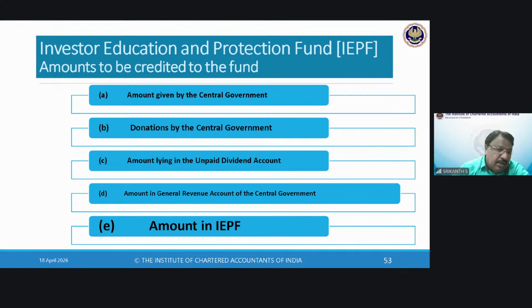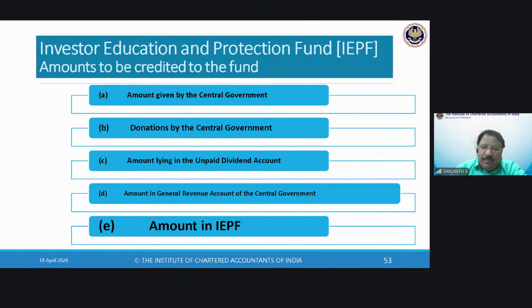That was the amount given by the central government, and donations by central government, if any, and the amount lying in the unpaid dividend account. What all money is there, after 7 years expiry, you have to transfer it to the unpaid dividend account. Amount in the general revenue account of the central government, right? That is that amount, a huge amount was there at the time of starting. Amount in IEPF. Friends, before this IEPF, there was another IEPF under the old law that got closed. That IEPF had money, and that money automatically became vested in the new IEPF.